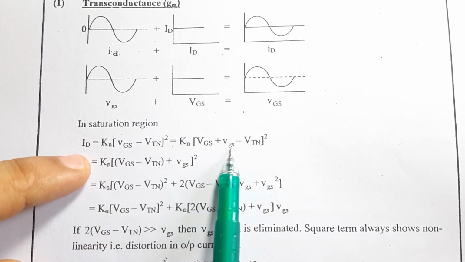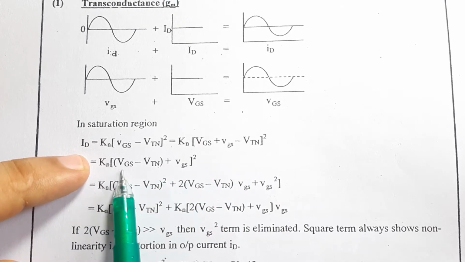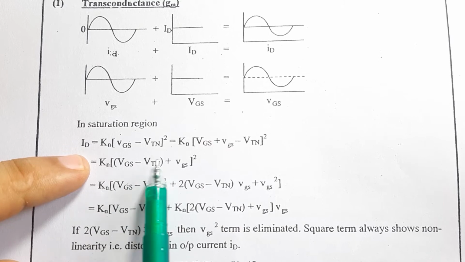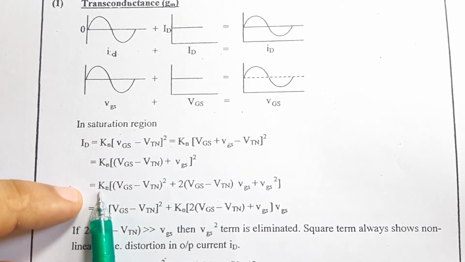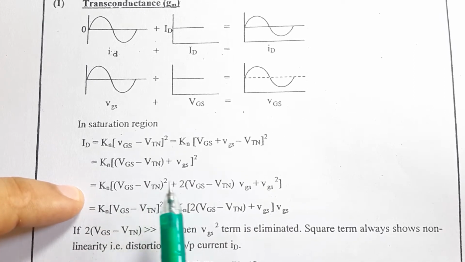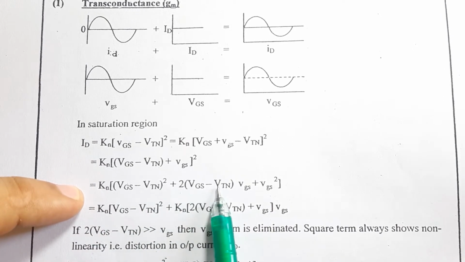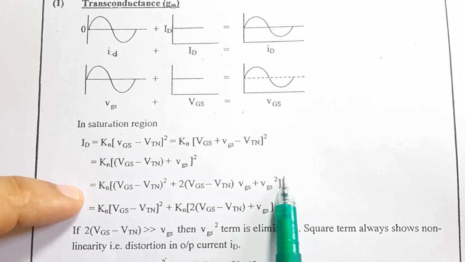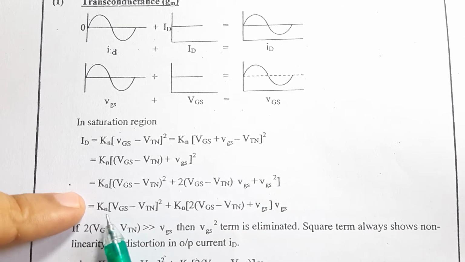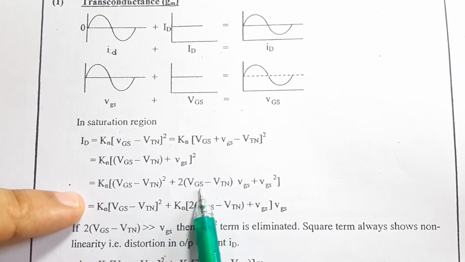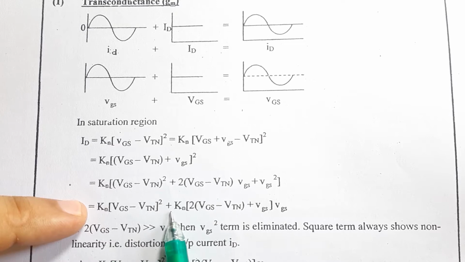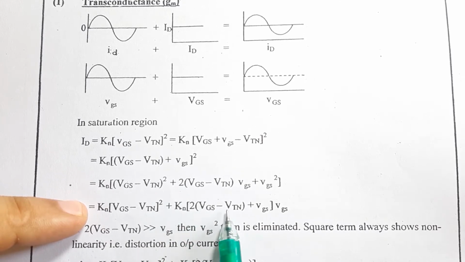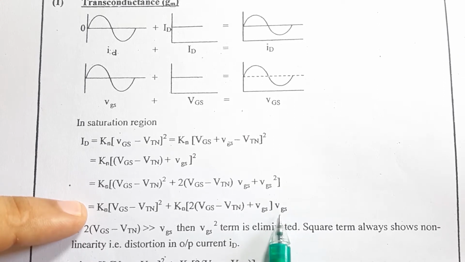Now this small vgs is kept aside and all the DC components are taken aside. So (VGS − VTN + vgs)² equals (VGS − VTN)² plus 2(VGS − VTN)vgs plus vgs². If you open up this bracket and multiply the Kn inside, you get Kn (VGS − VTN)² plus Kn [2(VGS − VTN) + vgs] vgs. This small vgs has been taken outside.